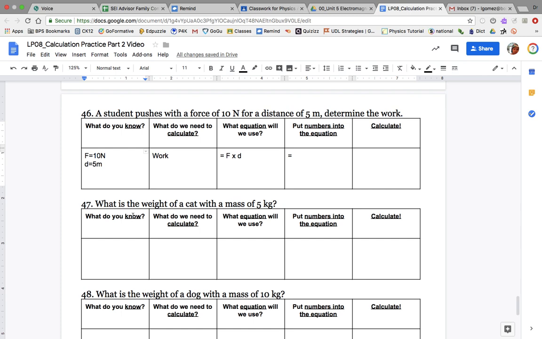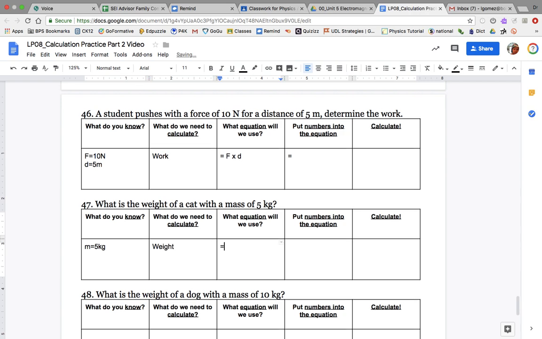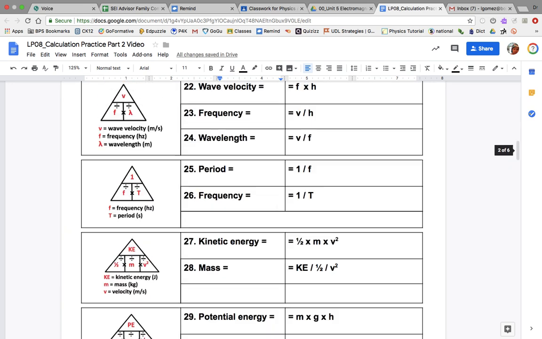Okay, next, what is the weight of a cat with a mass of 5 kilograms? So let's go up to figure out how do we calculate weight. We know we have a mass of 5 kilograms. We want to determine weight, so how do we calculate weight? Let's go up. Weight.